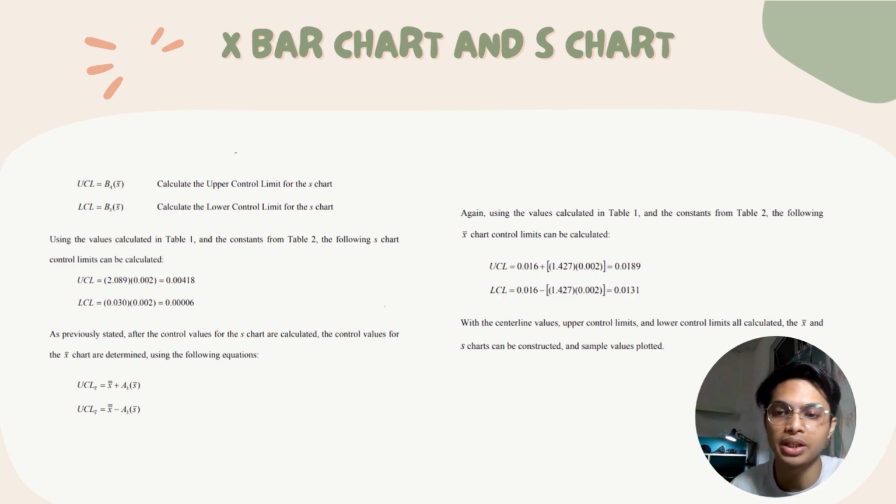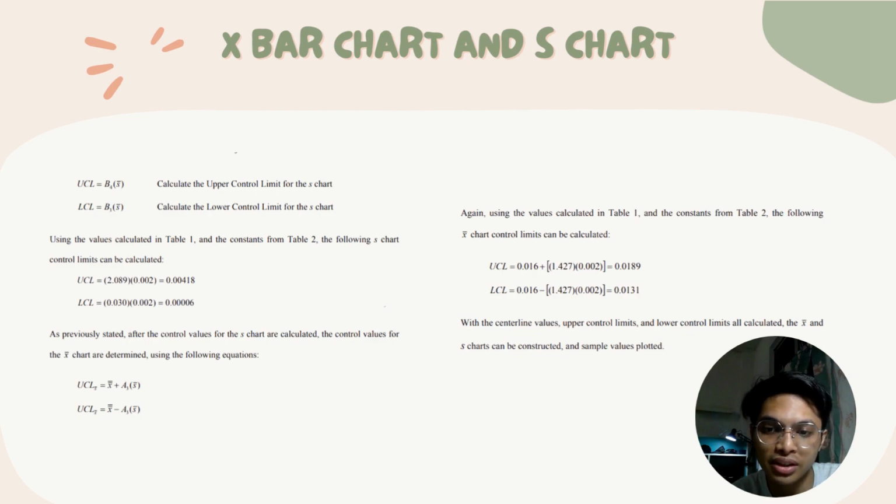So here we can calculate the upper control limit: 2.089 multiplied by 0.002, we get 0.0418 for the upper control limit. And for the lower control limit we get 0.03 multiplied by 0.002, we get 0.00006. So we gain the upper control limit and lower control limit for the S chart.